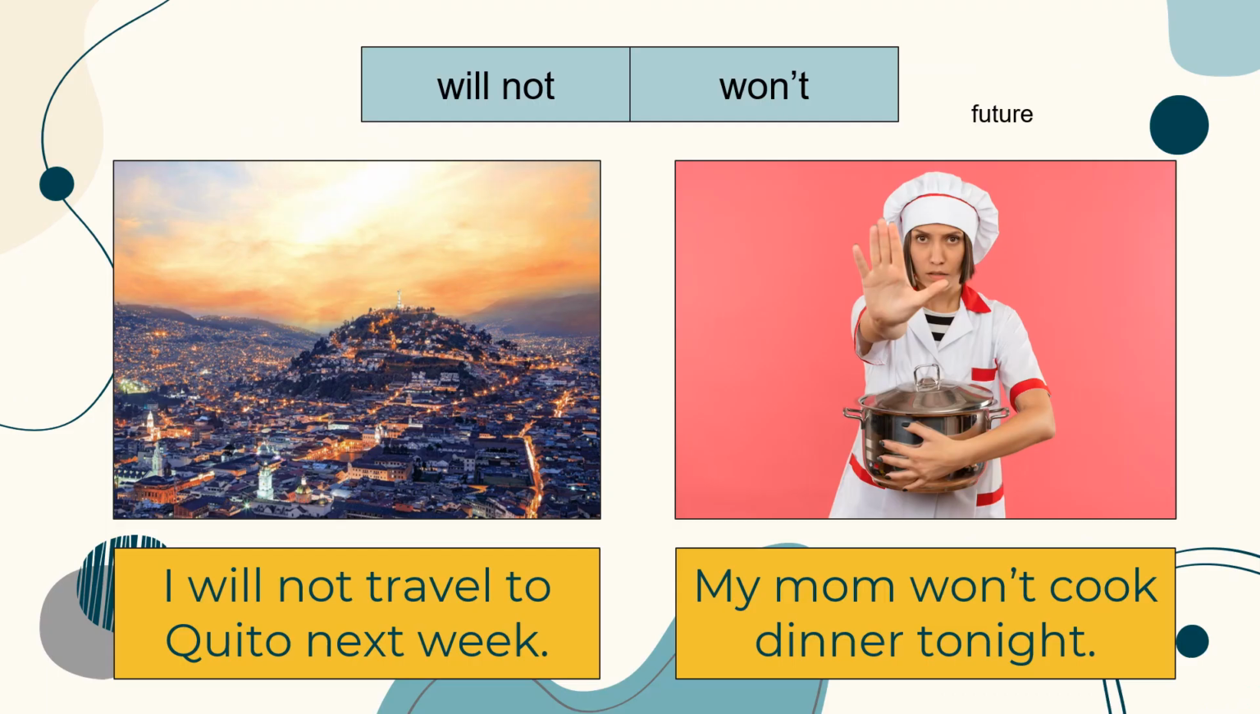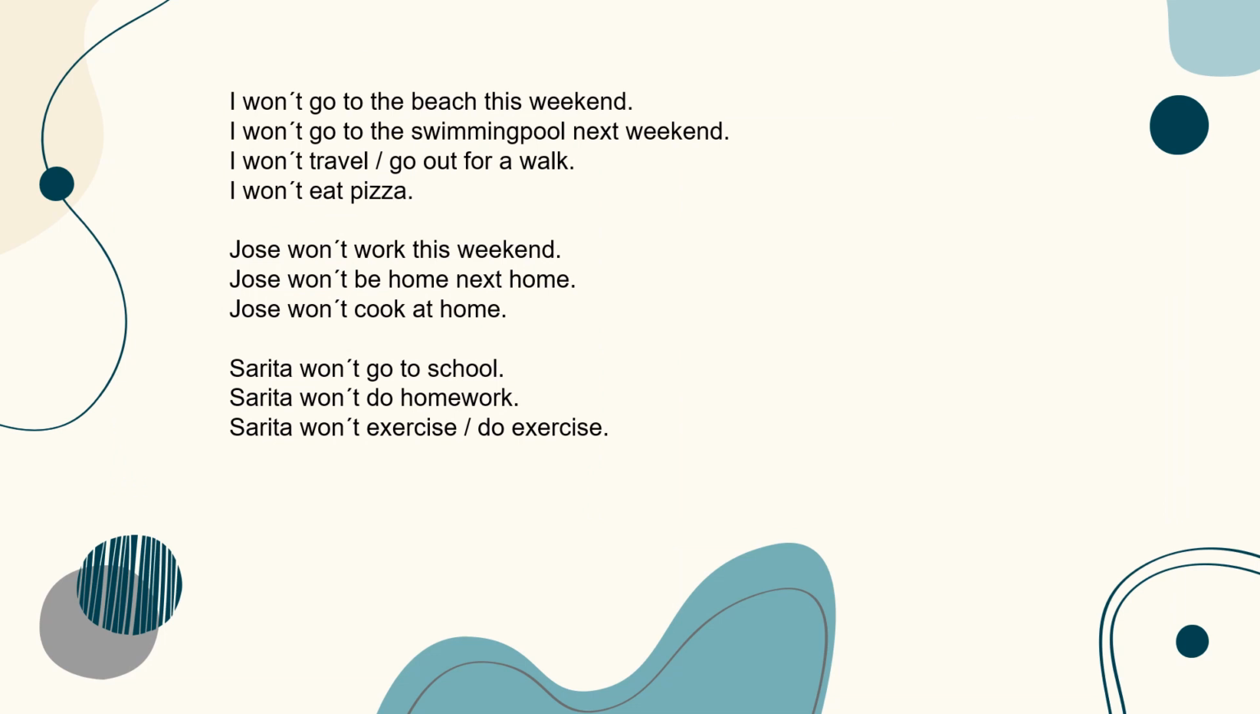Now, for the future case, you use will not or won't. And once again here, you don't have the distinction when it's feminine or masculine singular, for example, he or she. You use will not or won't for every pronoun. So once again, take a look at the examples. Pay attention to the structure here.